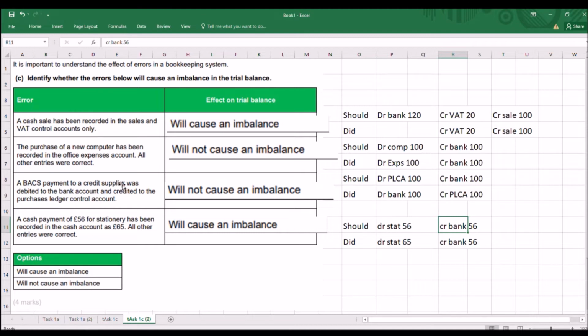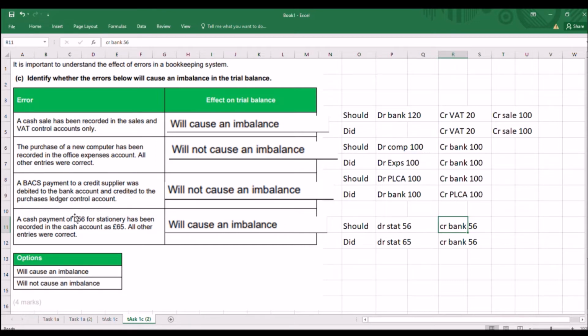Bank payments to a credit supplier were debited to the bank account and credited to the purchase ledger account. So it should have been debit the purchase ledger account, credit bank. Instead, we went debit bank 100, credit purchase ledger control account 100. So that's an example of reversal of entries. That's the error there. But we can see that it will not cause an imbalance in this journal, and that's why putting little numbers in there always holds up.